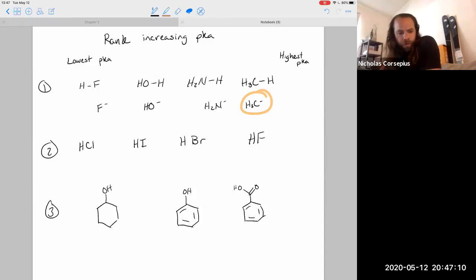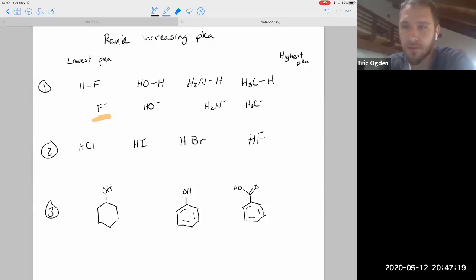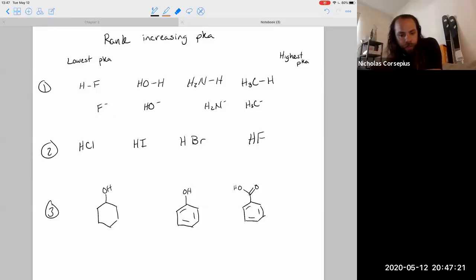And what would be the logic behind why this fluoride ion is so much more stable than this carbon ion? Electronegativity. Electronegativity, absolutely, right? Fluorine is just more electronegative, more willing to hold that negative charge on it. Awesome.